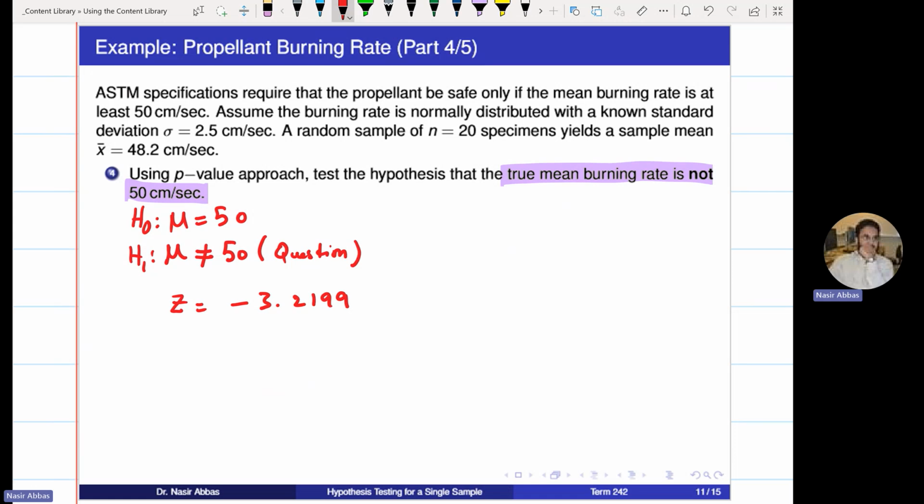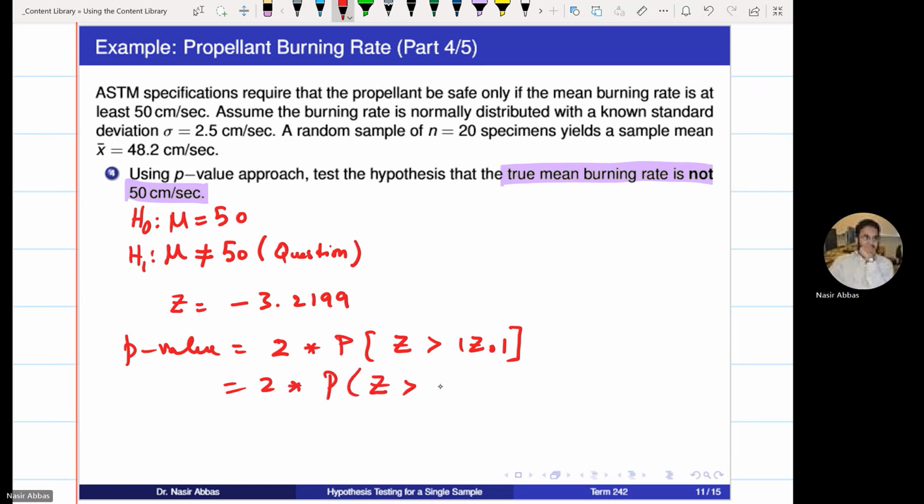3.2199. Go back to the slide, and the slide for not equal to, two-sided H1, will tell you that the p-value expression is 2 times probability of Z greater than the absolute value of Z naught. Put the value of Z naught. What is Z naught? Minus 3.2199. So this is 2 times, what is the absolute value of 3.2199? Plus 3.2199. Correct?